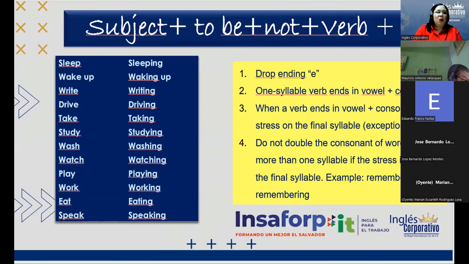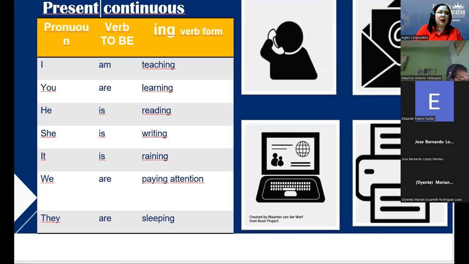Okay. Well, this is our short briefing, okay? Vamos a hablar un poquito acerca de cómo es que hacemos el present progressive. Present progressive is the same as present continuous, okay? So you can find it in any textbook as the present continuous or the present progressive. And you will see that we need a pronoun or a subject. Then we need the to-be verb and the ing verb form.